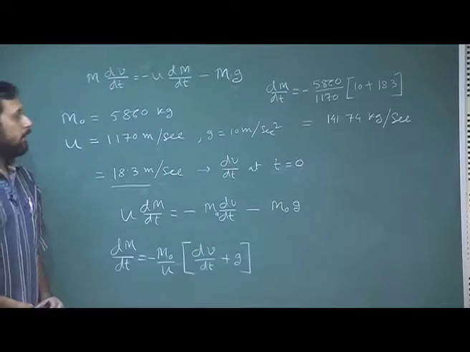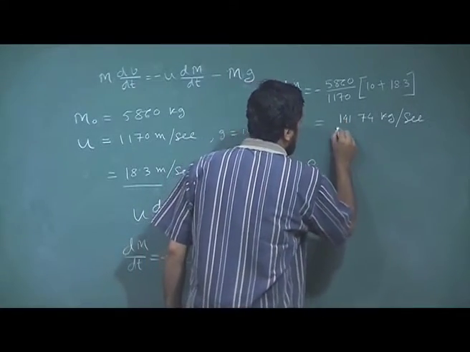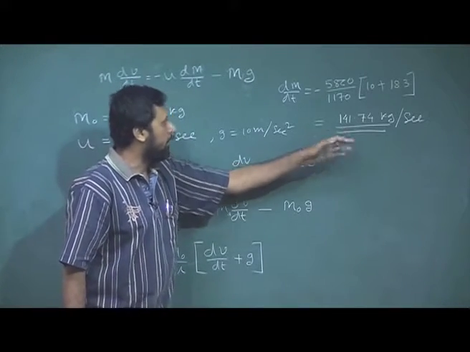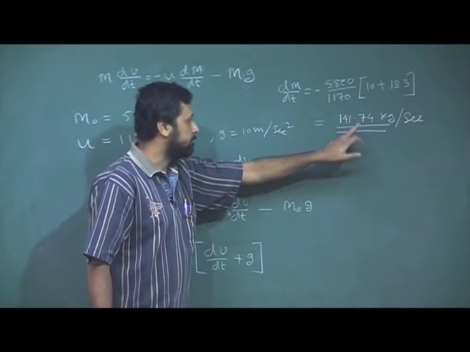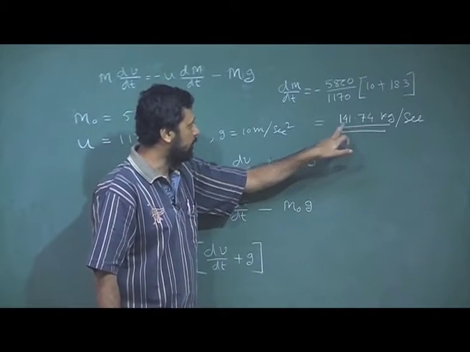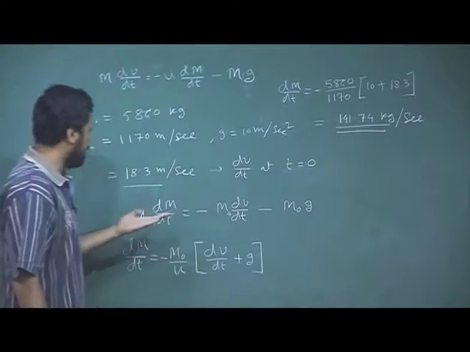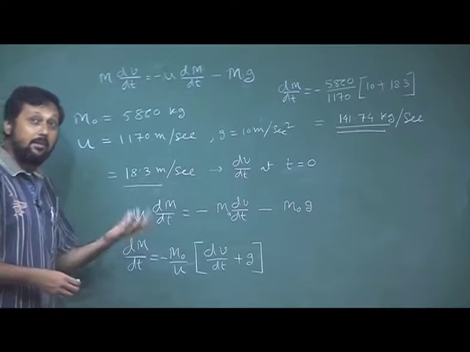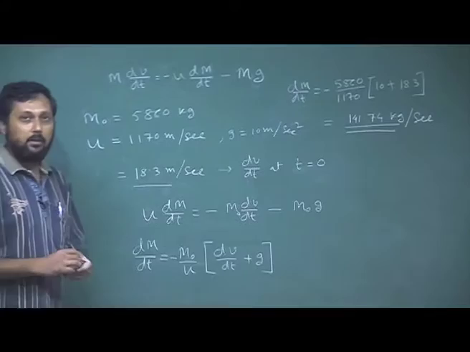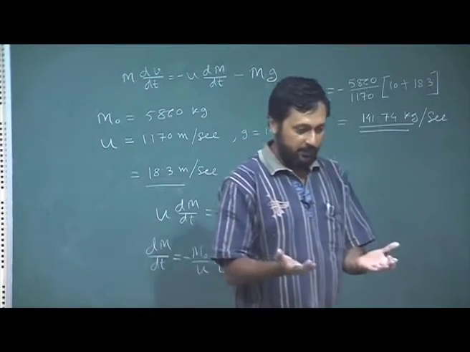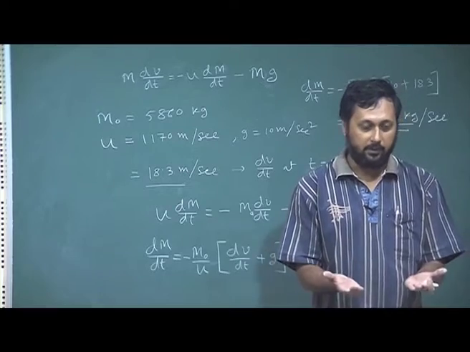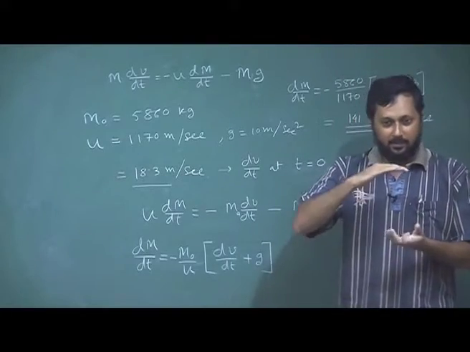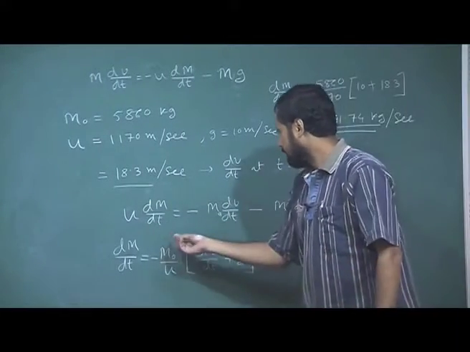Okay. So, this is the final answer we are looking for, and if we have the initial exhaust rate to be 141.7 kg per second, then the rocket will lift off with an initial acceleration of 18.3 meters per second square. Now, in case you are wondering what happens in a real rocket, we lift our rocket slowly enough, almost zero acceleration. So, what happens is at the time of lift off, dV/dt becomes 0.